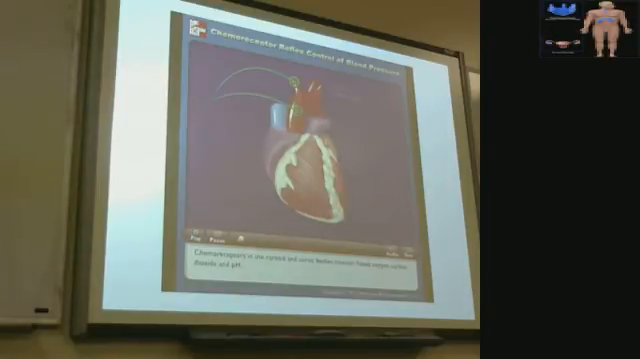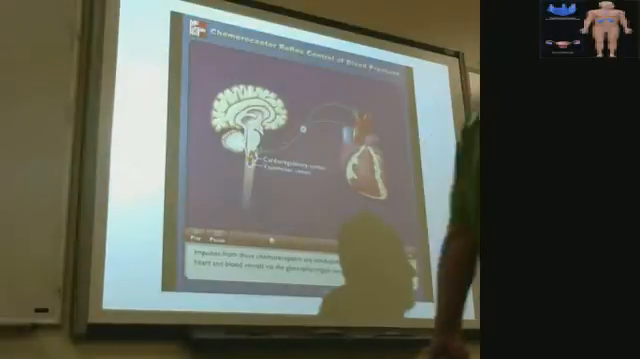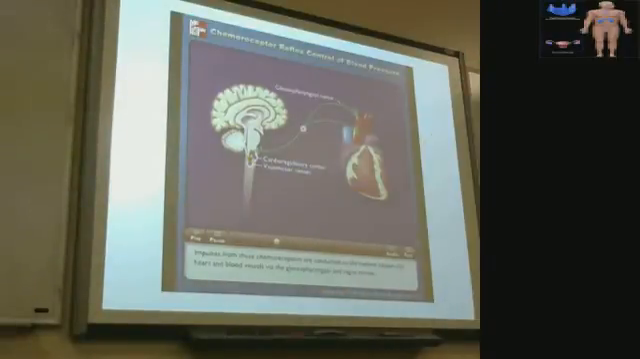Chemoreceptors in the carotid and aortic bodies monitor blood oxygen, carbon dioxide, and pH. Impulses from these chemoreceptors are conducted to the control centers for heart and blood vessels via the glossopharyngeal and vagus nerves. Chemoreceptors in the medulla oblongata monitor blood carbon dioxide and pH.